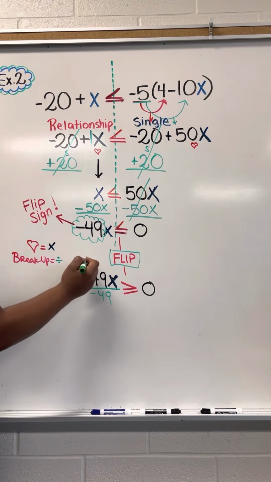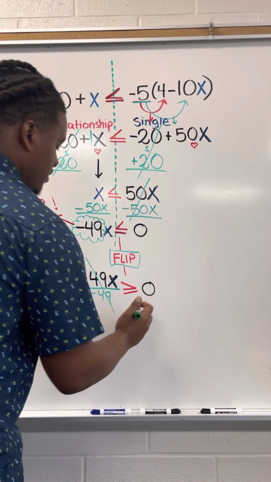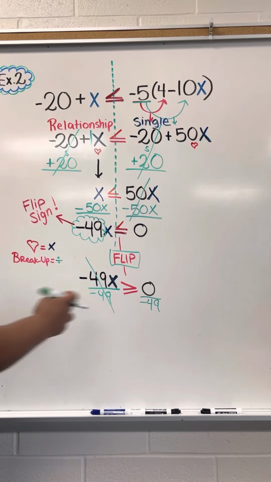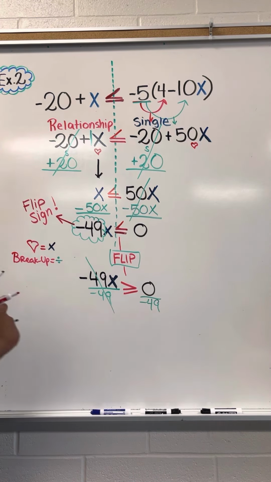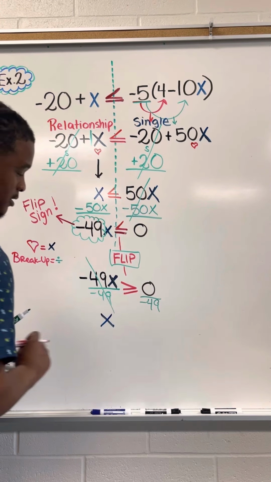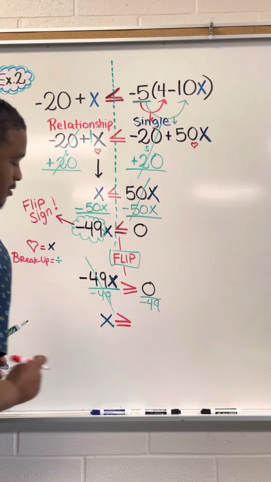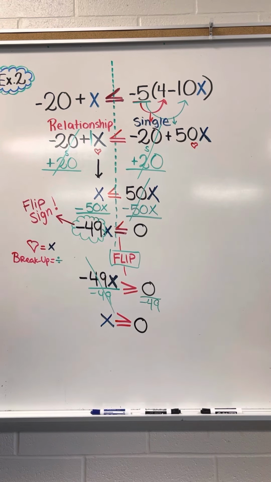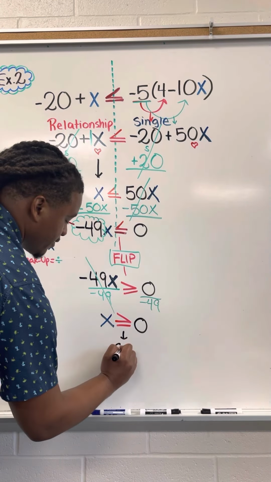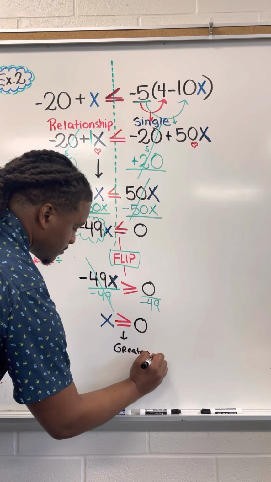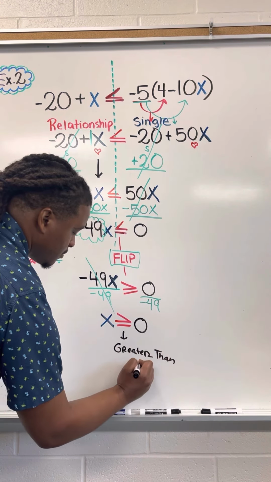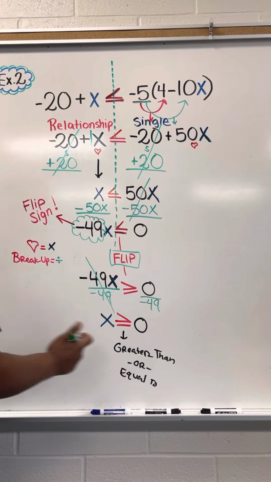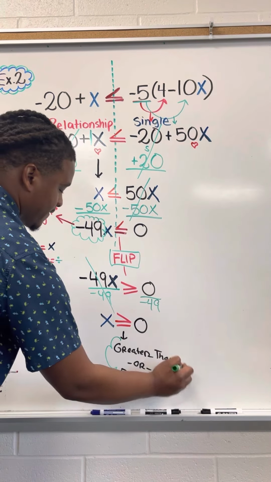Negative 49x divided by negative 49 is just x, okay? And then any 0 divided by a number equals 0, okay? So 0 divided by negative 49 is 0. So my answer is x is greater than or equal to 0, okay? That's my answer. x is greater than or equal to 0, okay? That's what that means.